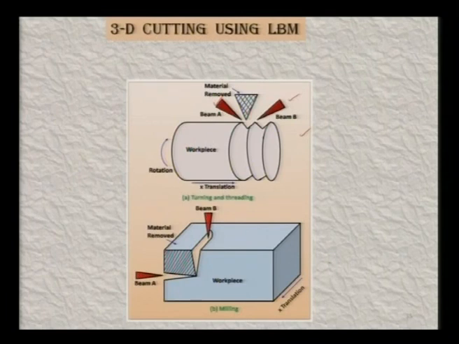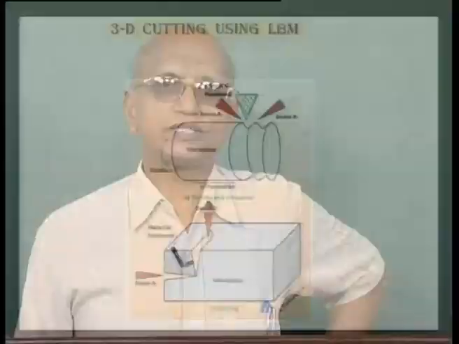the workpiece is rotated, then you can cut threads on the workpiece as you do on a lathe machine during a turning operation, and this can be used very economically, especially in the case of materials which are very difficult to machine.